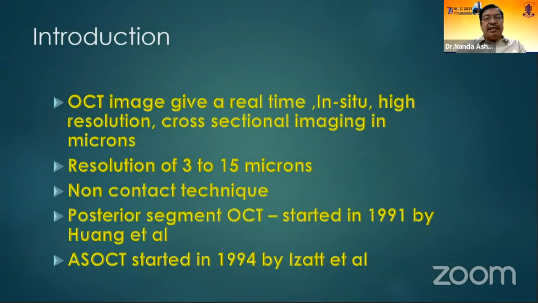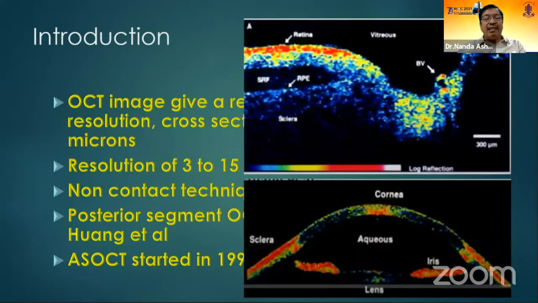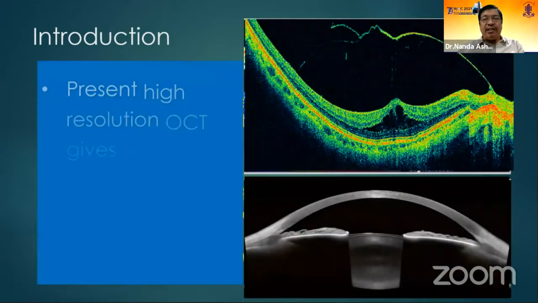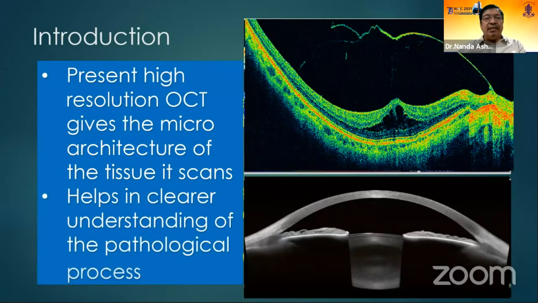We all know OCT is a real-time in situ high resolution cross-sectional image in microns, and resolution varies from 3 to 15 microns. It's a non-contact technique. The posterior segment OCT was started way back in 1991, as was said, and the anterior segment in 1994. These were the quality of image at that time, and these are the quality of image at present. The resolution has made the micro architecture of the tissue visible, and it helps in clearer understanding of the pathological process.